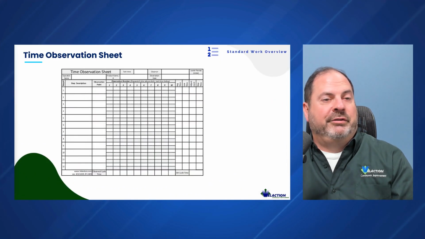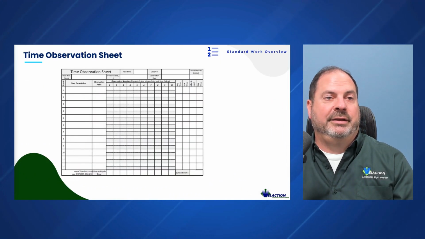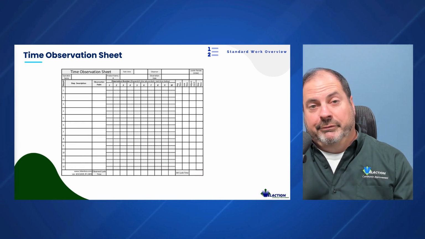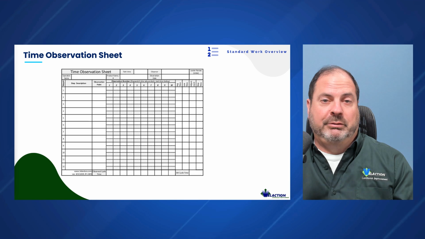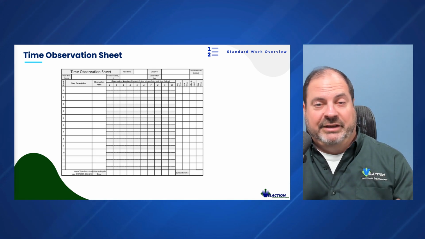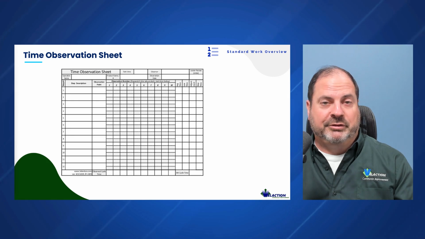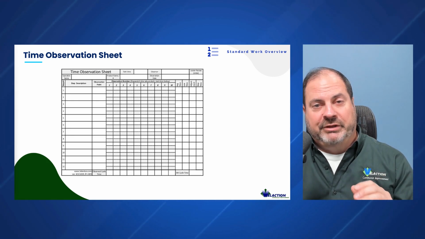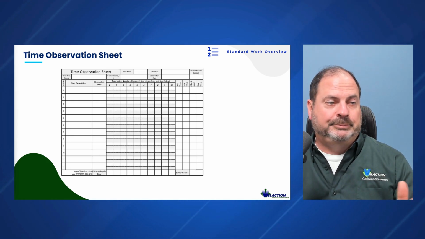Now, this next form is a time observation sheet. And the other forms are the visible forms, but the time observation might be the most important of the forms because it sets the standard. All the other ones show what's going on, but without this form setting what the standard is, you're never going to be accurate.